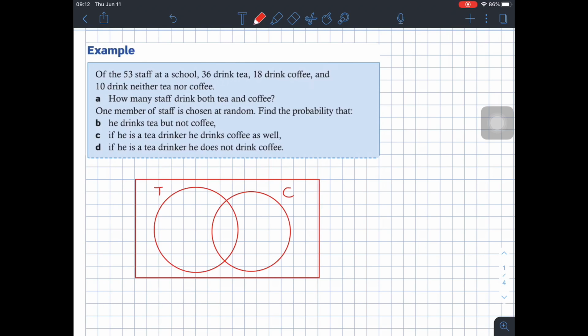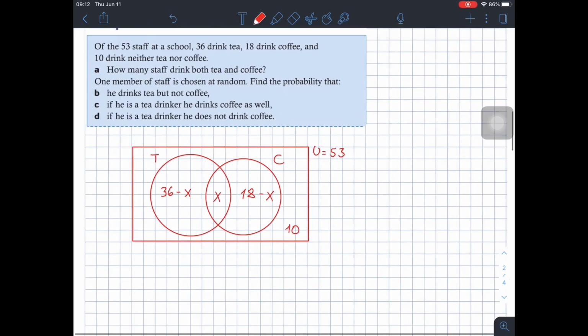We can only plug in this value, which is people who drink neither. Neither would be outside of the two circles, so that's 10. Then we know that 36 in total drink tea and 18 in total drink coffee. We don't know how many people are in the middle, so I can call this x. If this is x, tea only would be 36 minus x, and coffee only would be 18 minus x. And we know that our universe is equal to 53. So with this information, we can find the value of x.